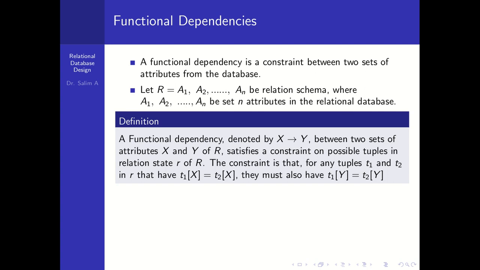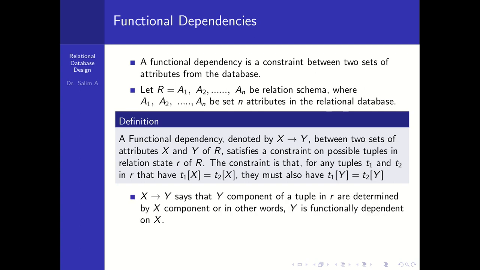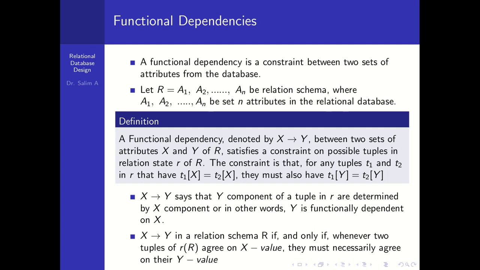That means if the two tuples agree on X values, they must also agree on Y values. This is a constraint to be satisfied. Then you can say a functional dependency X determines Y holds over that relational schema. We'll see some examples also. X determines Y says that the Y component of a tuple of R is determined by the X component, or in other words, Y is functionally dependent on X. That's the meaning of a functional dependency X determines Y. X determines Y in a relational schema if and only if whenever two tuples of R agree on X value, they must necessarily agree on Y value.